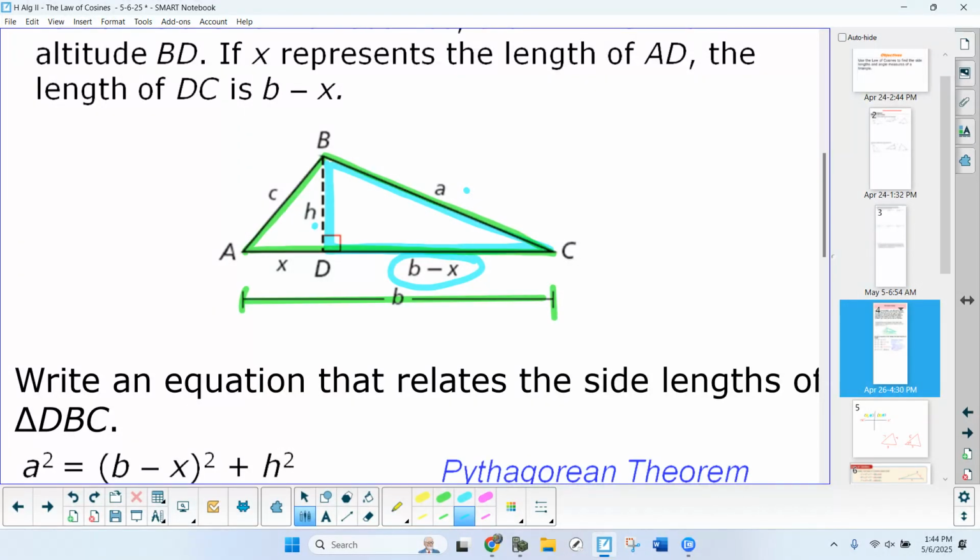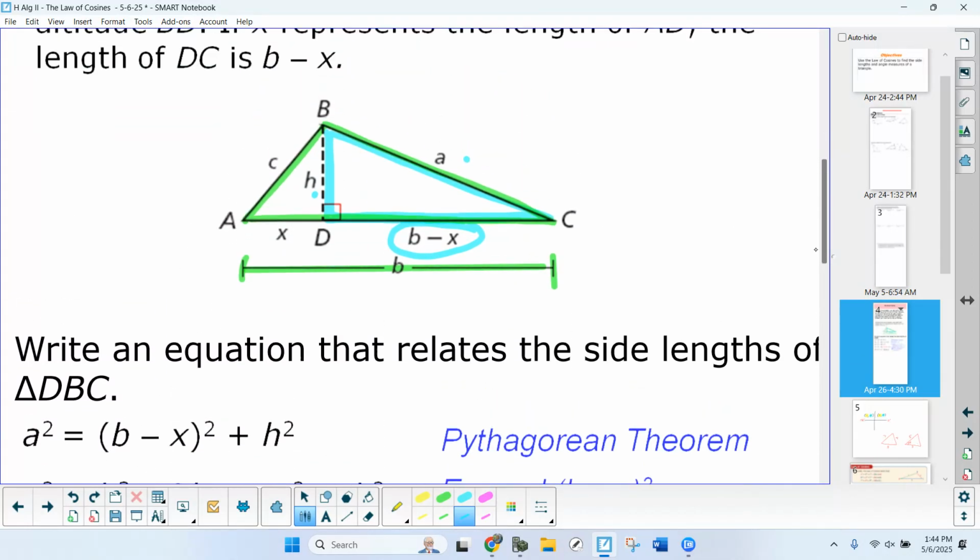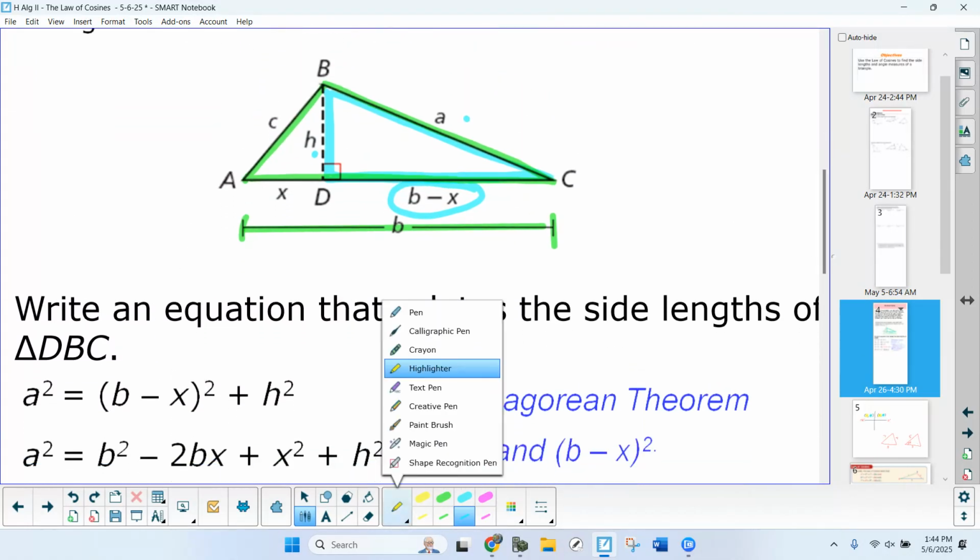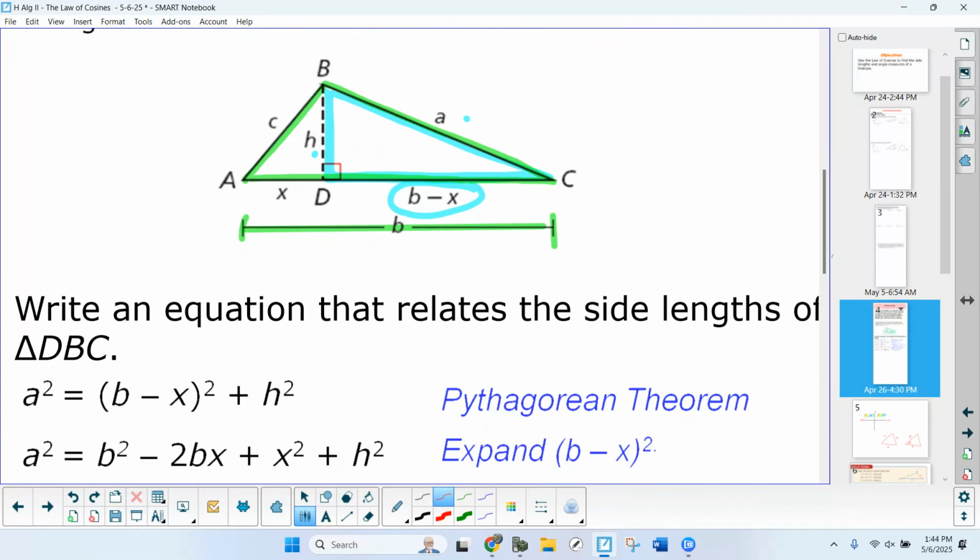All right? And then the first thing they did is they just took b minus x and they FOILed that out. So they just took b minus x times b minus x. Got b squared minus 2bx plus x squared, brought down the h squared. Okay?